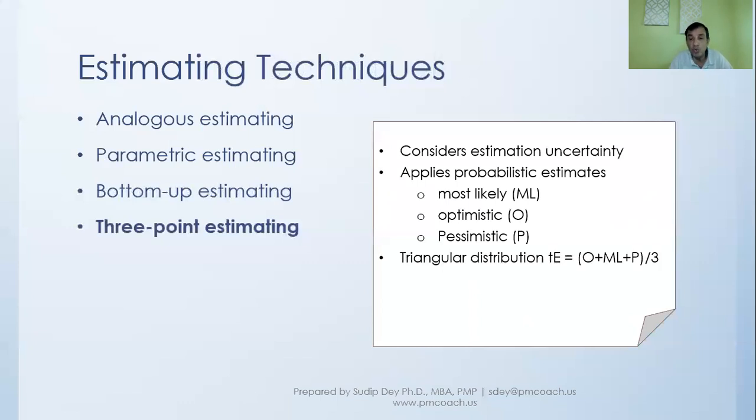And the way we do it is there are 2 ways to do it. If we use what is called the triangular distribution, we take an average of these 3 estimates, most likely, optimistic, and pessimistic. We just add them up and divide by 3. And there is another way to do it, which is called beta distribution, where we put more emphasis on the most likely. So what we do is we take optimistic plus 4 times most likely plus pessimistic and divide by 6. So these are the 2 ways we go about doing 3-point estimating.